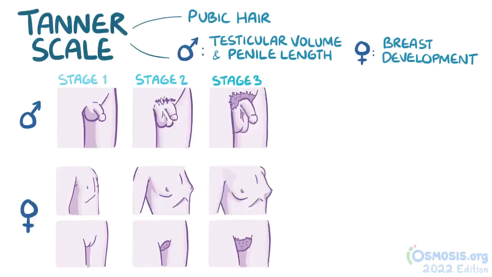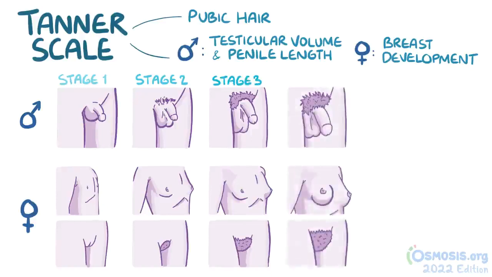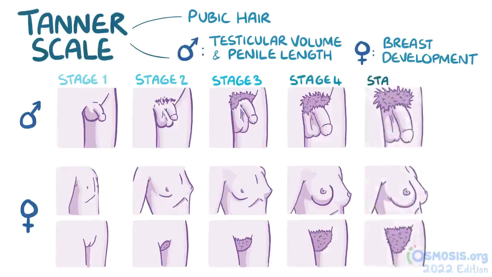In stage 3, pubic hair becomes coarser. The penis begins to enlarge in both size and length, and breast mounds form. In stage 4, pubic hair begins to cover the pubic area, the penis begins to widen, and breast enlargement continues to form something called mound-on-mound contour. In stage 5, pubic hair extends to the inner thigh, the penis and testes have enlarged to adult size, and the breast takes on an adult contour.